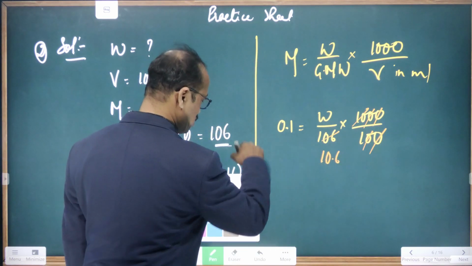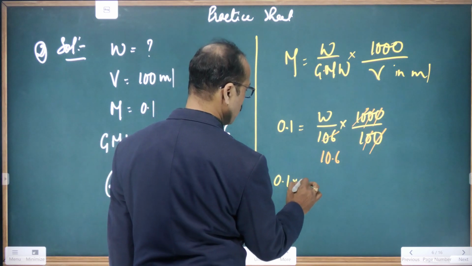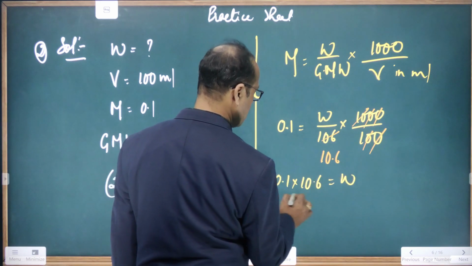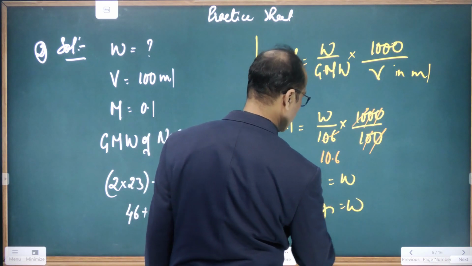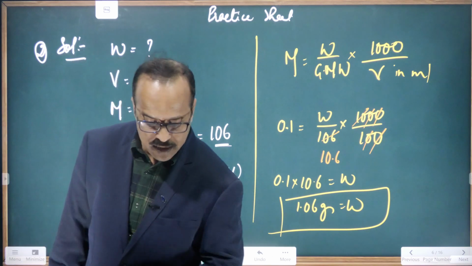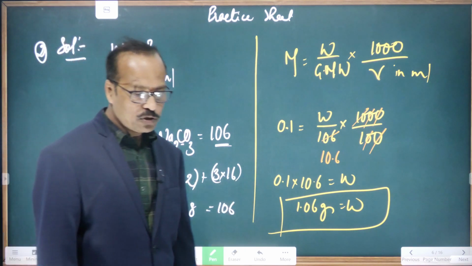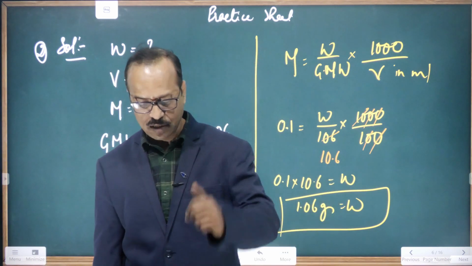Now this 10.6 you bring here, so then it becomes 0.1 into 10.6 is equal to W. So 10 into 0.6, it becomes 1.06 grams is equal to W. Whether this answer is there or not in your options? Yes, the third option is 1.06 grams. Clear, right? So that is the problem. Now similarly you can see the fourth sum also.